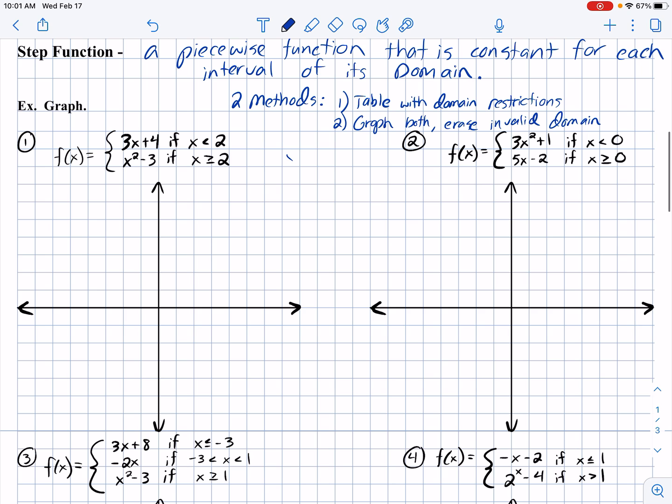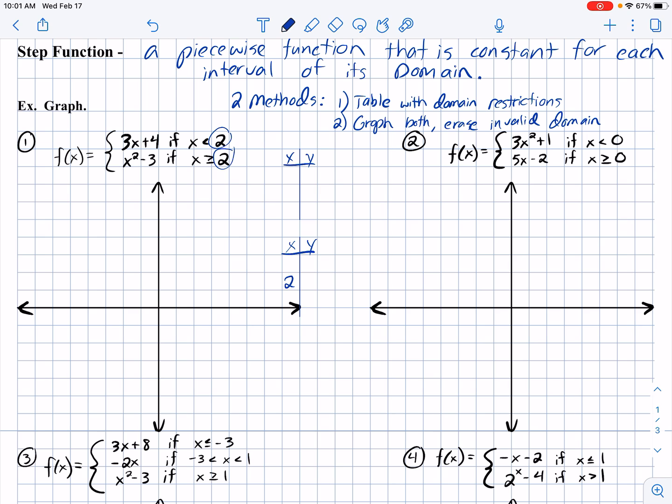So we're going to make two tables because we have two functions in this piecewise. We have our linear function and we have our quadratic. Okay, and we need to start with 2 on both because 2 is the point where this function changes. So we're going to have 2 in both of these graphs.